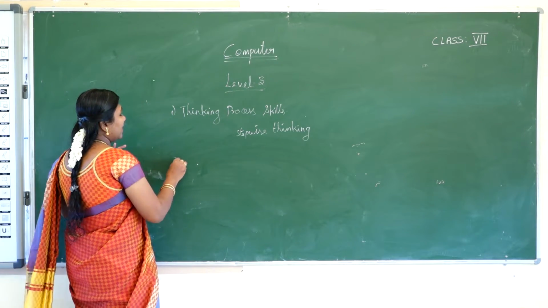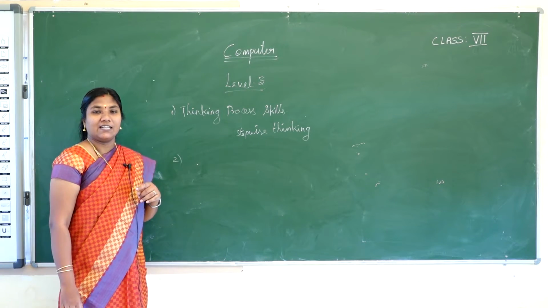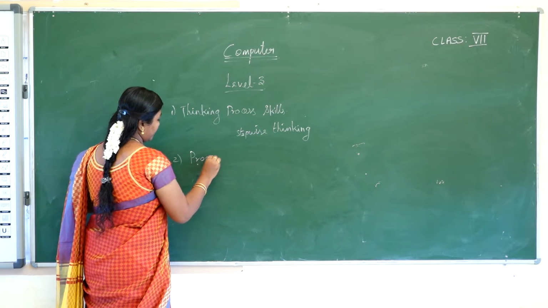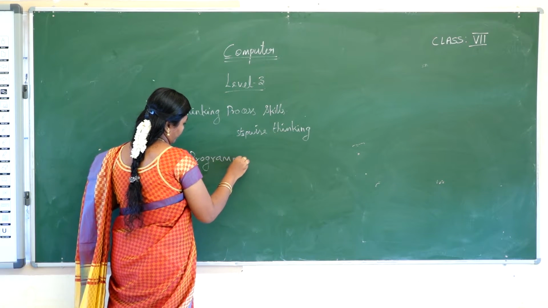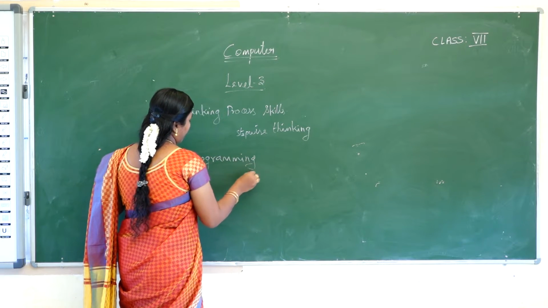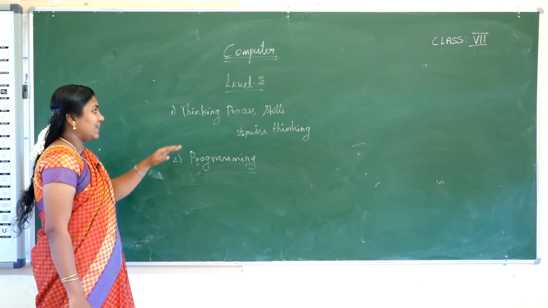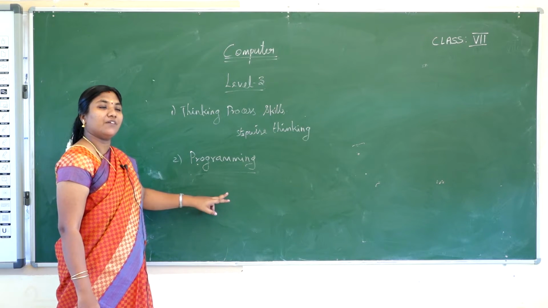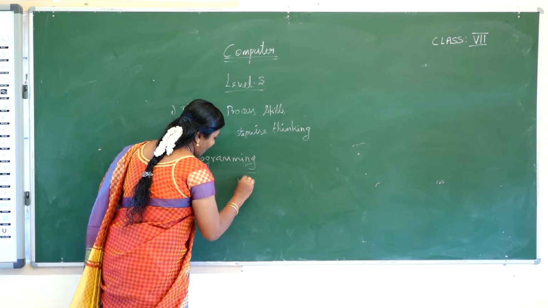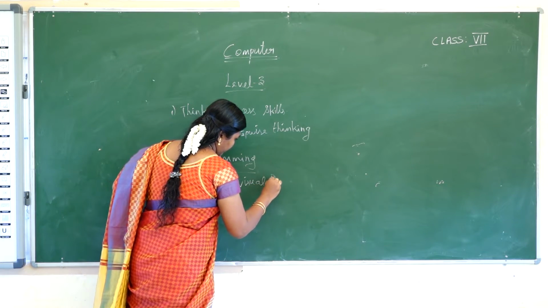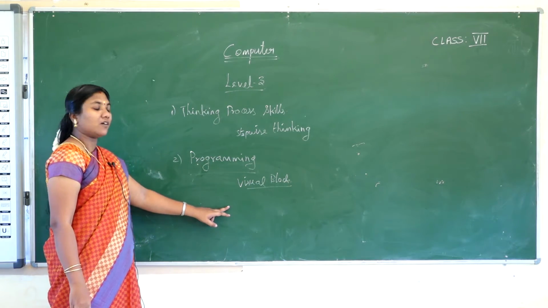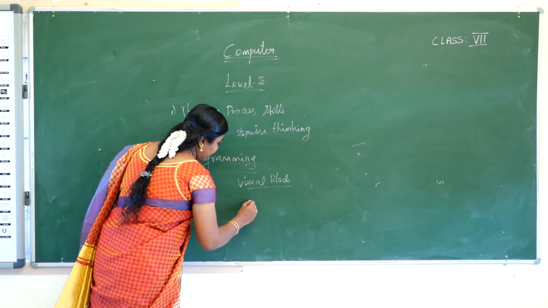And the second one, in level 3 you will be starting the concept of programming. In programming, at level 3 is where you will get started. At this level you will be learning about the visual block. So you have learned the visual block. So what are all the blocks that will be here?